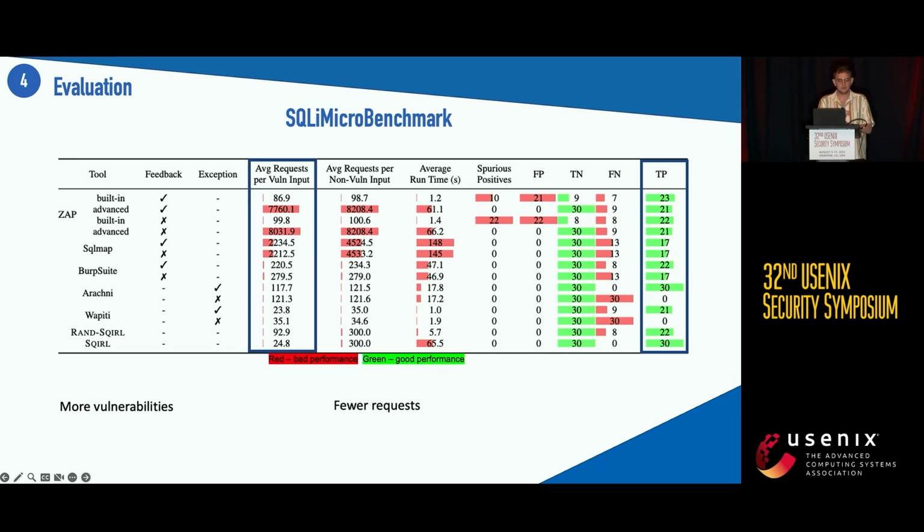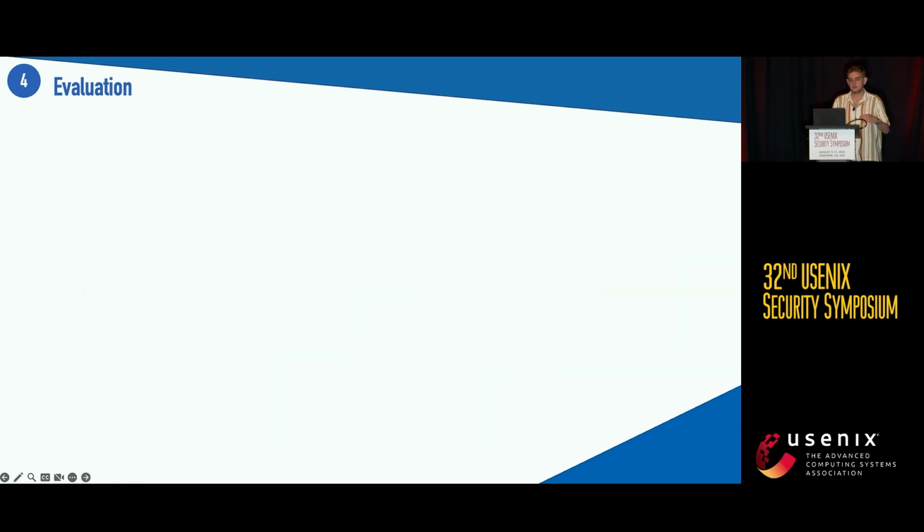We're able to do so in fewer requests. Again, there's one caveat there. There's one tool that's able to use fewer requests, but it finds fewer vulnerabilities as well. But we're also able to do this with no false positives. But this is all very lab-based, so how does it do in the wild?